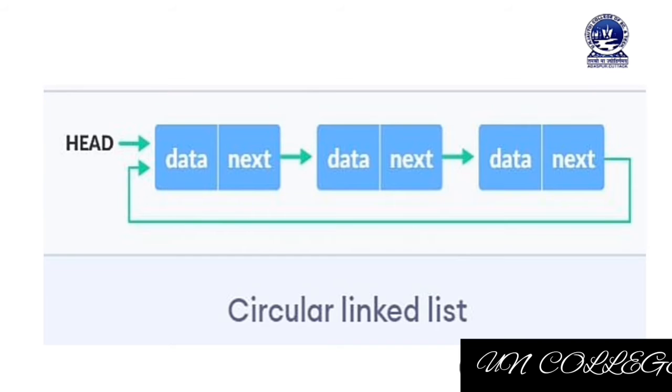But in the case of singly and doubly linked lists, the last node's address part contains a null value. This is the difference between singly, doubly and circular linked lists.